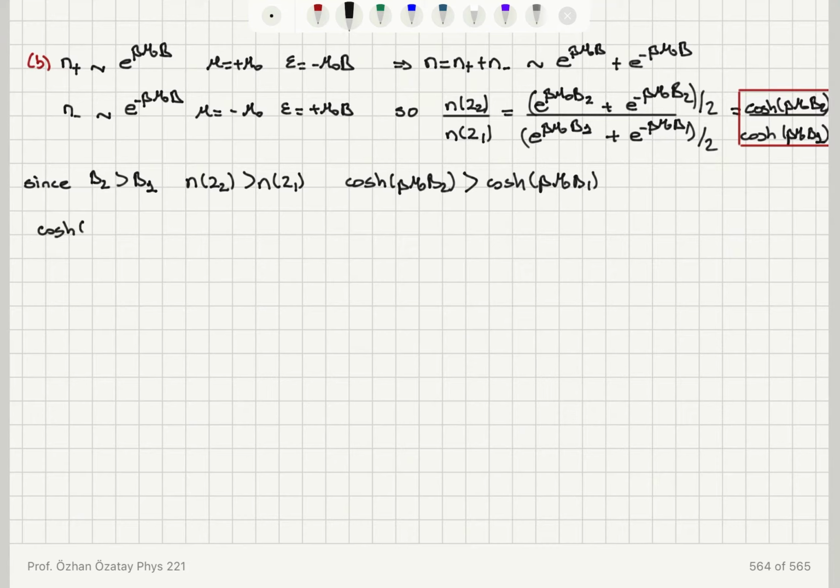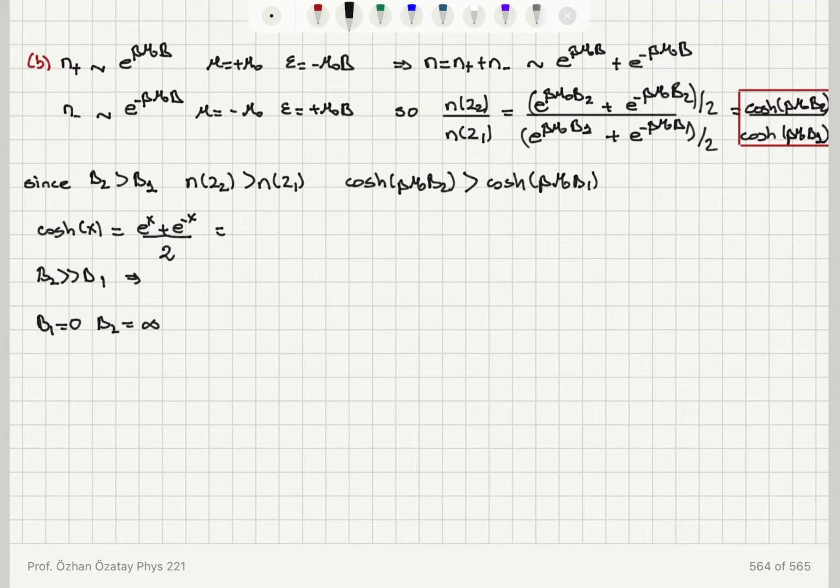So let me see, cosine hyperbolic x is e to the x plus e to the minus x over 2. So let's assume that b2 is much greater than b1. Then I will have this ratio. So for the cosine hyperbolic, for example, I can set b1 to 0 and b2 to infinity. So let's see what happens in this case.